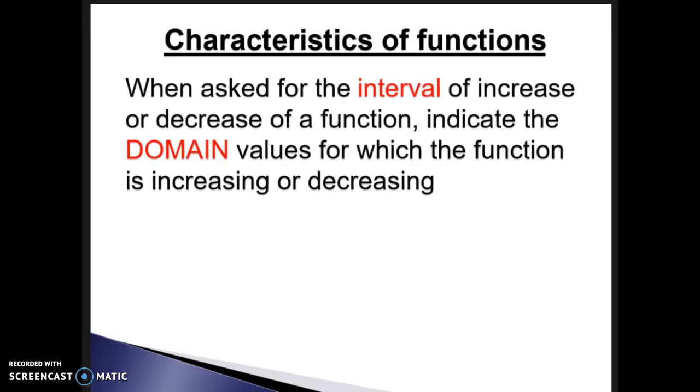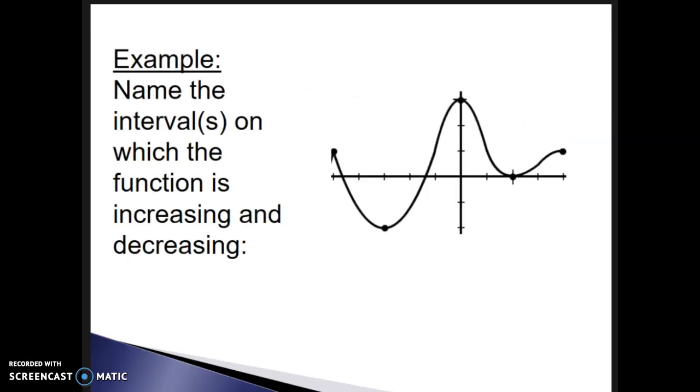All right. When asked for the interval of increasing or decreasing of a function, remember that you're indicating the domain values. So you will have to identify the increasing and decreasing. In other words, on this particular function, which section is increasing? We have an increasing section here, we have an increasing section here. Notice how I wrote the intervals, -3 to 0, that represents your domain values. 2 to 4, that represents your domain values as well.